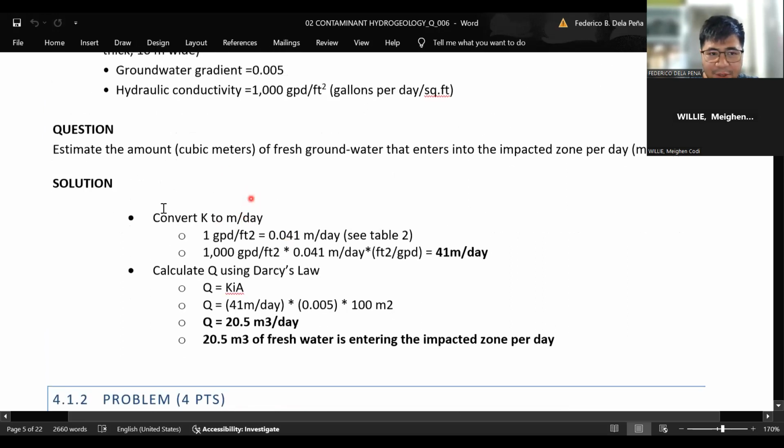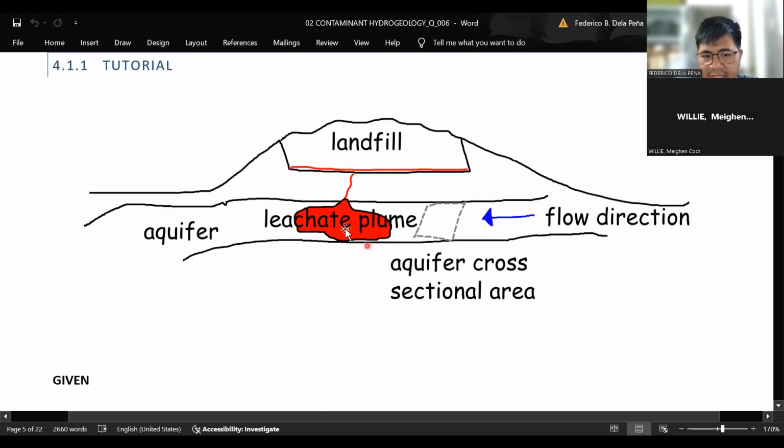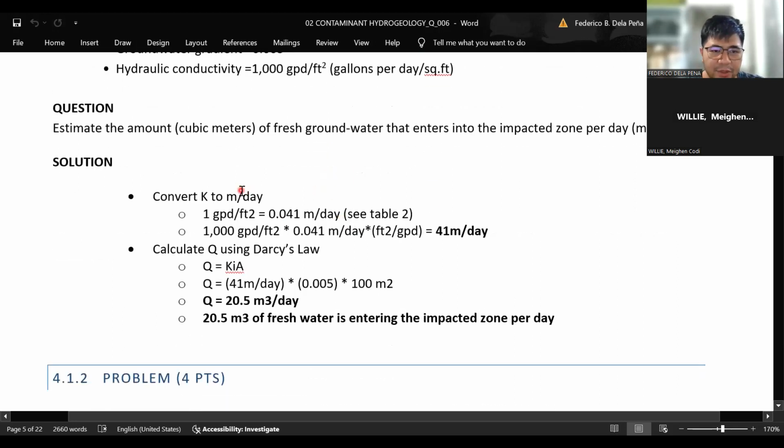Now the objective here is to estimate how much fresh water is actually entering the contaminated zone. This is your contaminated zone, and this is your fresh water entering it. The question is how much volume of water is entering this contaminated zone per day. And the solution is as follows.